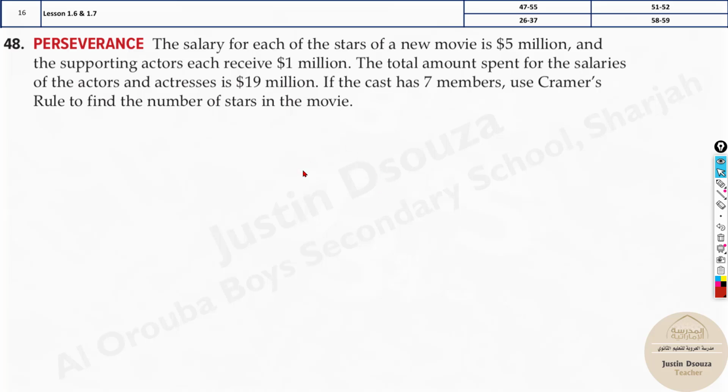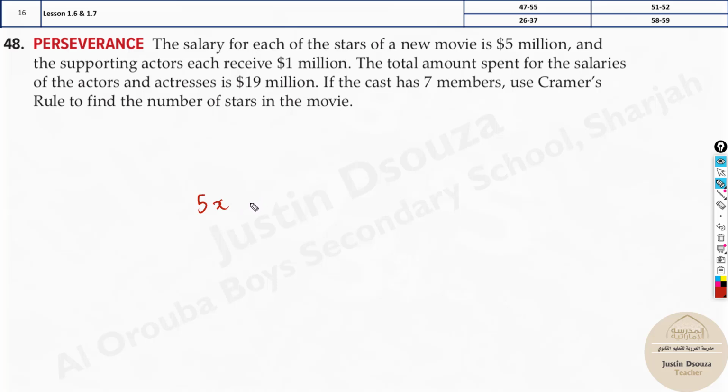Over here, another similar problem, I believe. The salary for each of the stars of a new movie is 5 million. So here the cost is told: 5 million for the stars. So let's take the stars, the main actor in a movie, the lead role players. They charge 5 million, they get paid.